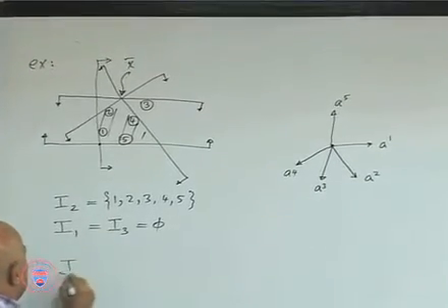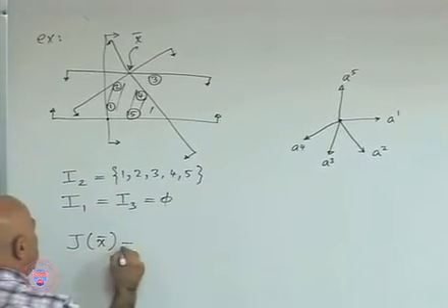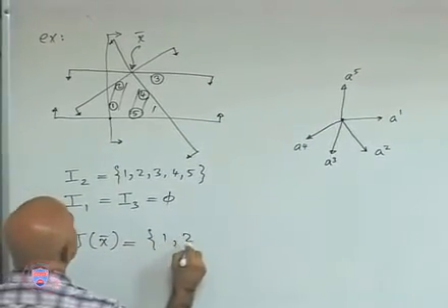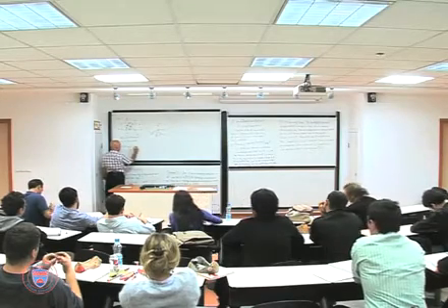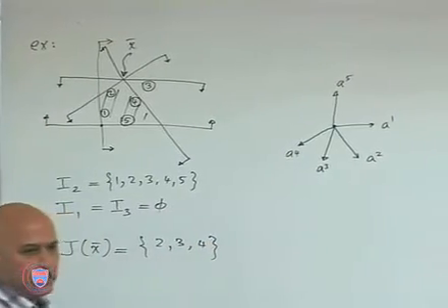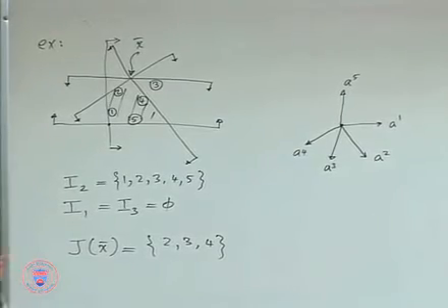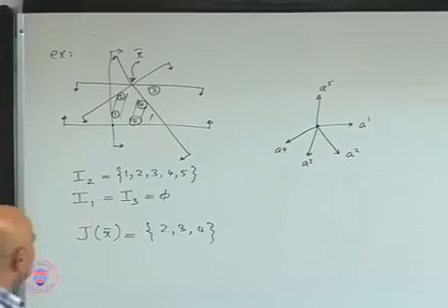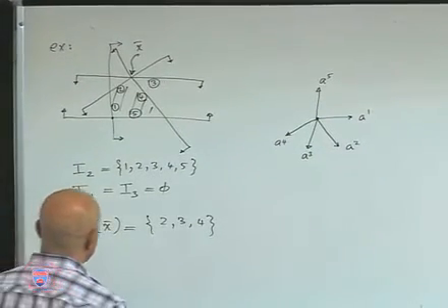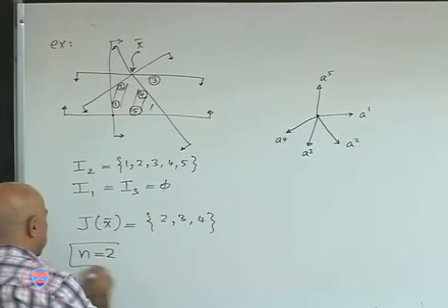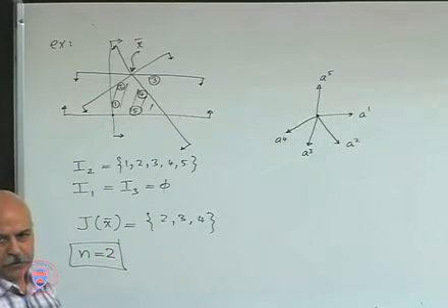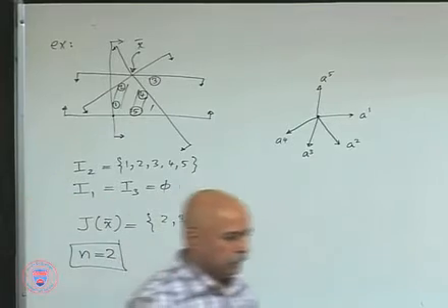What are the active constraints at point X bar? You've got 1, 2, 3, and 4. These are the active constraints at that point. So, in this example, n is equal to 2. We're in two-dimensional space. Okay?